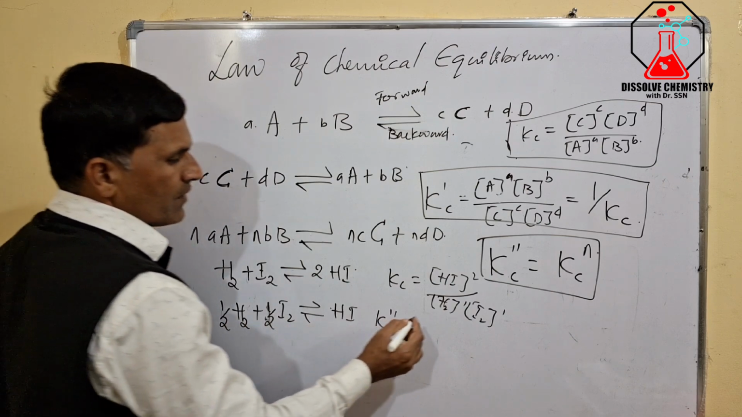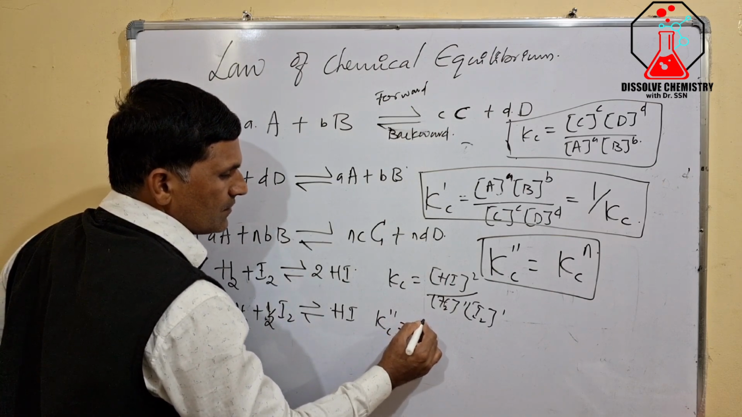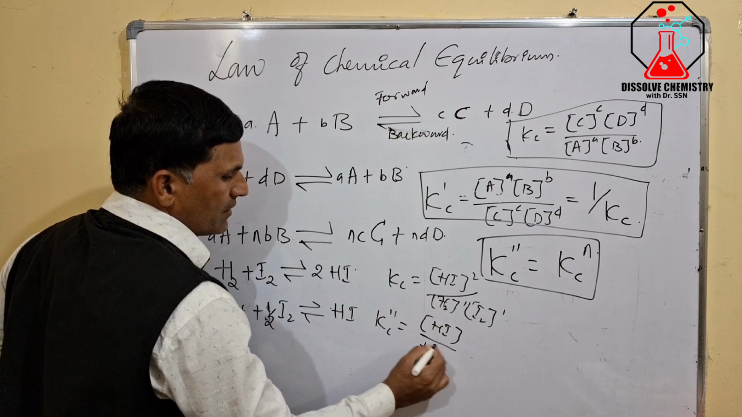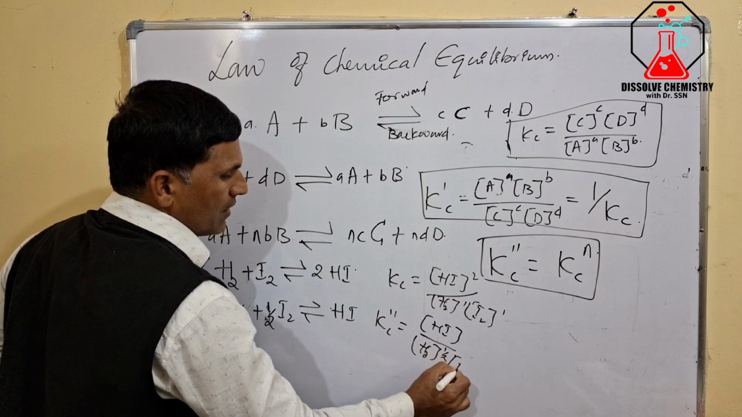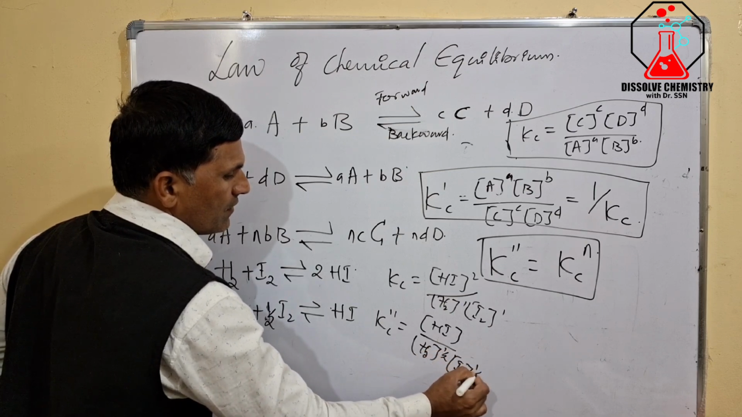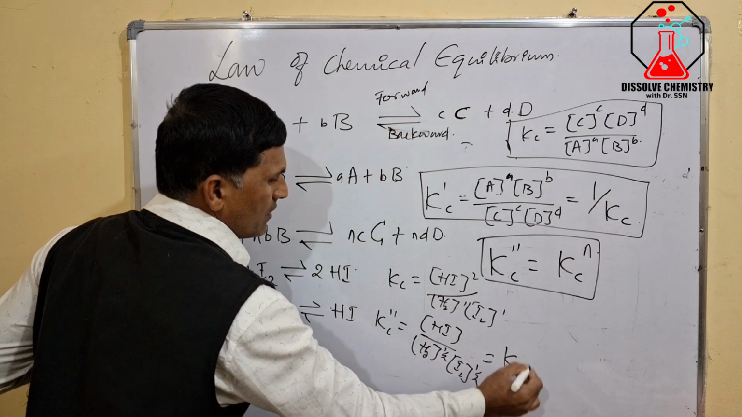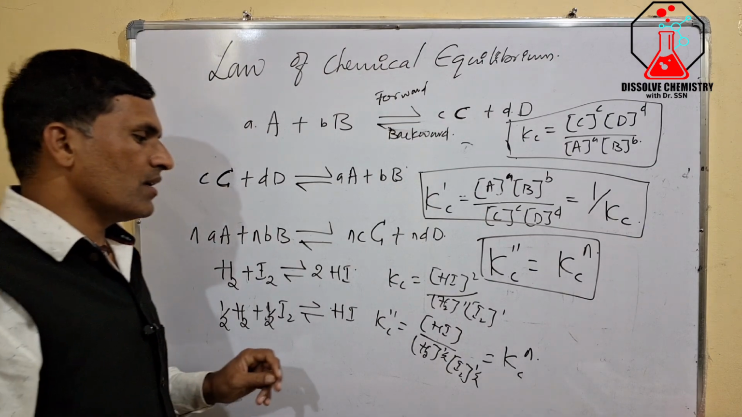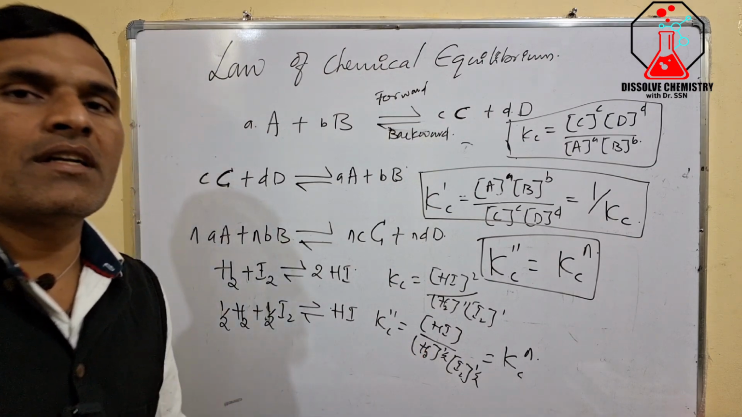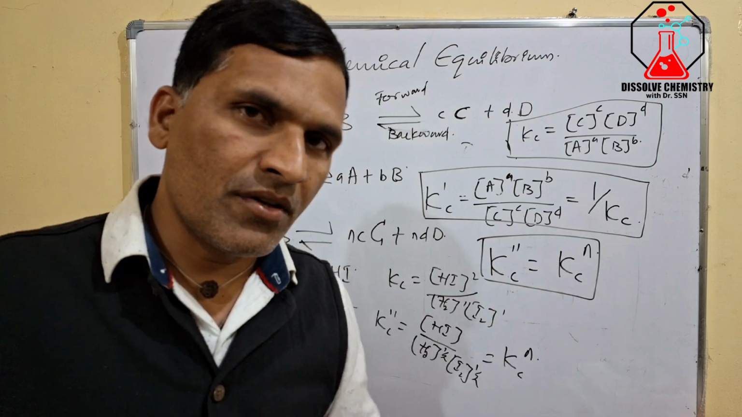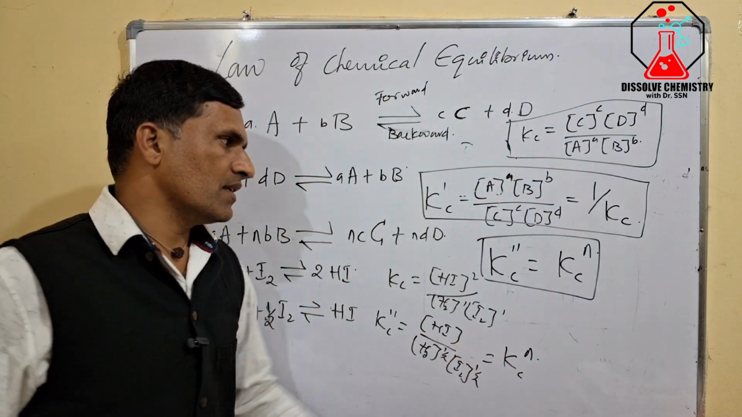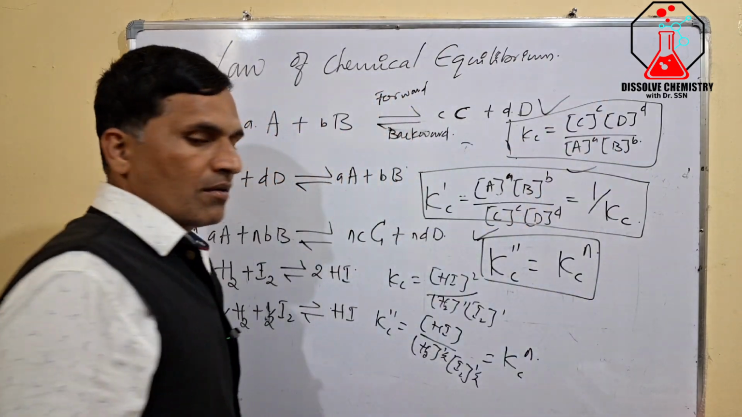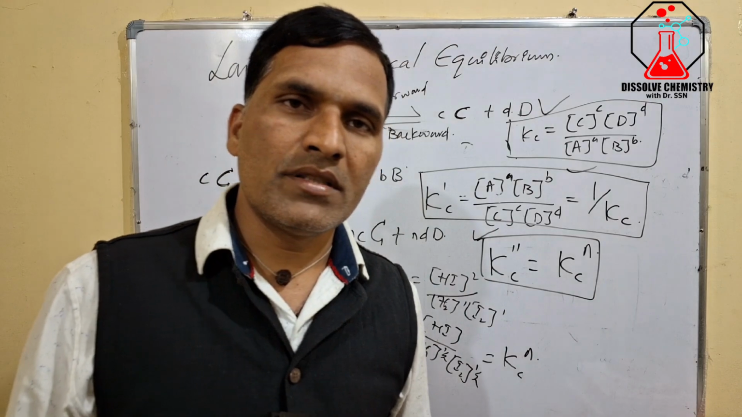So how will we give? See here. You will be getting [HI] divided by [H2] raised to the power half and [I2] raised to the power half. And that is nothing but what? Kc raised to the power n. Okay. So where n stands for what? The multiple of the stoichiometric coefficient, n, we can call it. Kc raised to the power n, you should remember. These are the three important relations you should remember with respect to the equilibrium constant.